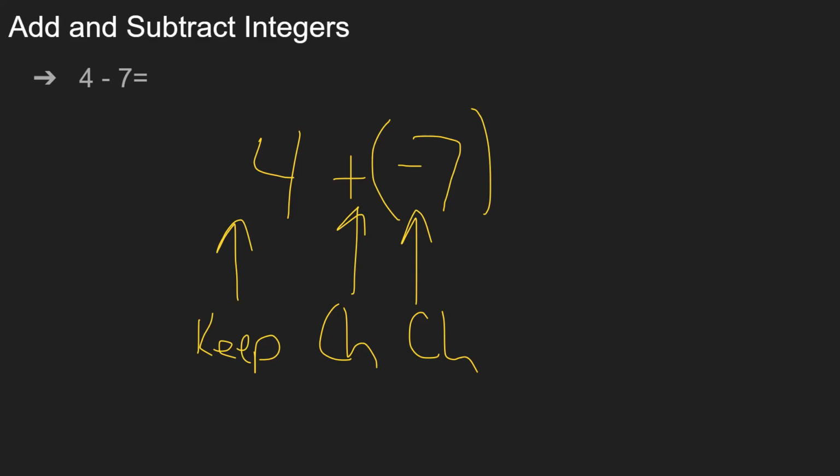So this becomes 4 plus negative 7. And again, you just follow the rules for addition. Here we have numbers with opposite signs, so you subtract the numbers. 7 minus 4 is 3. Keep the sign of the bigger number, you get negative 3. Okay, so 4 minus 7 was negative 3.